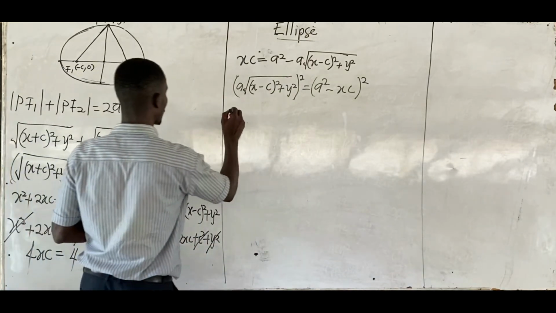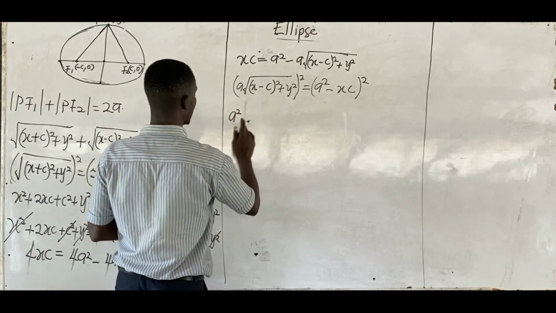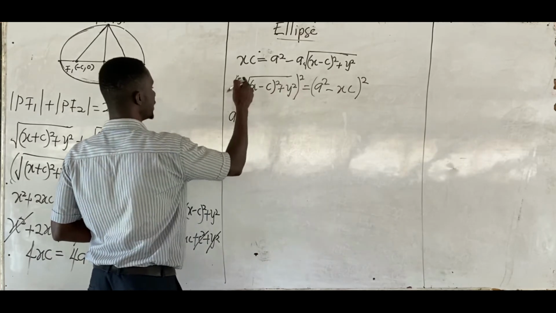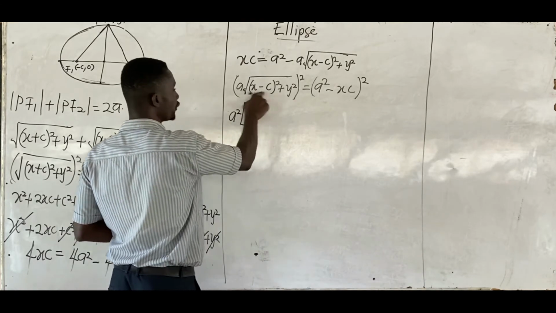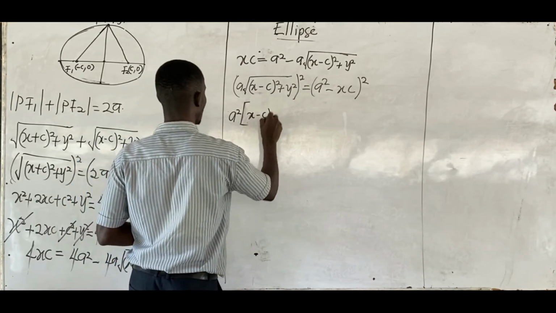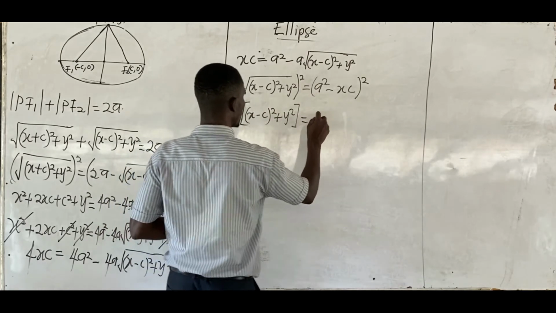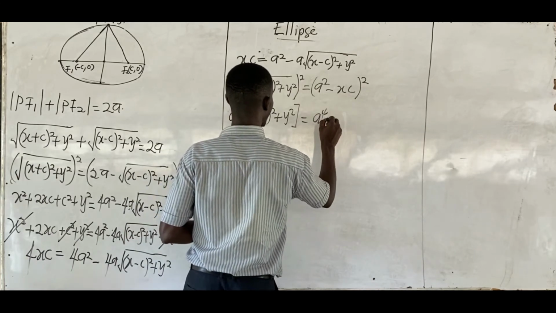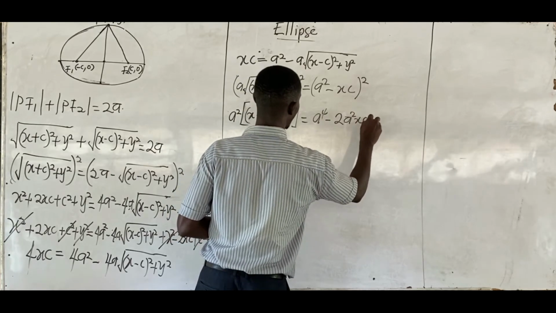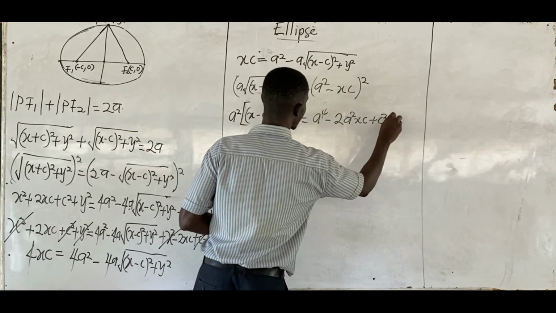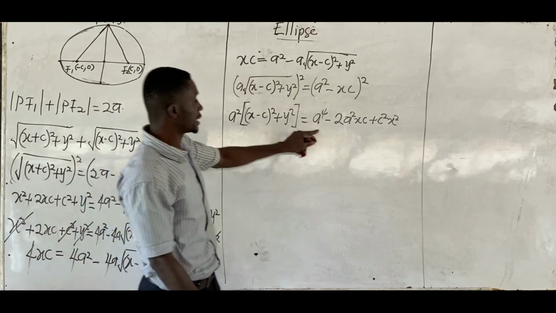I will square this side. This one gives me a squared multiplying, because the square affects the a squared multiplying the expansion of inside one, the inside one will give me x minus c squared plus y squared is equal to a to the power 4 minus 2a squared xc plus c squared x squared. The expansion of this is a square of binomials, and when you expand it, this is what you get.